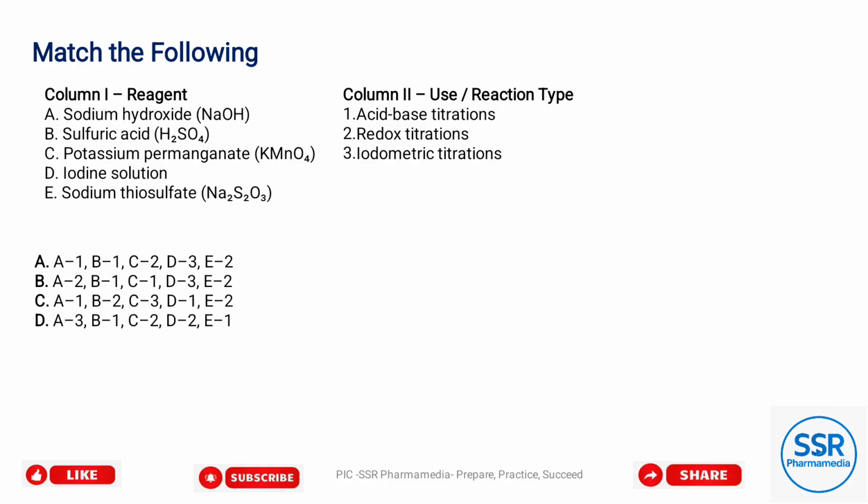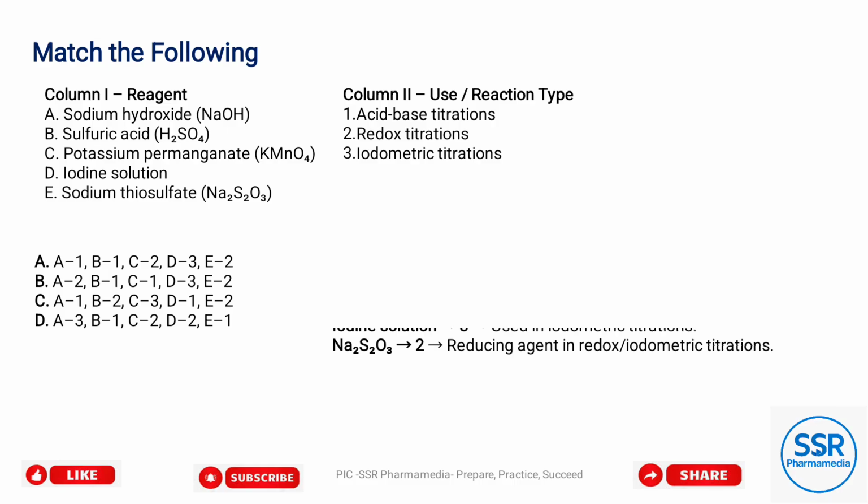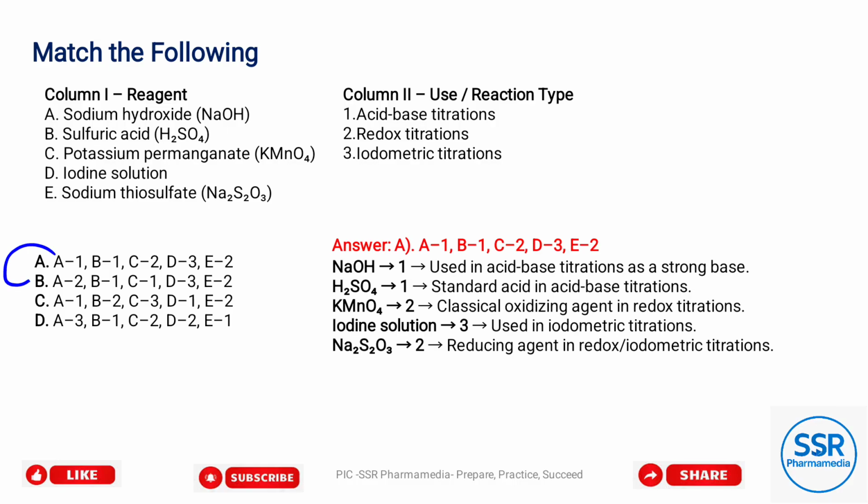Next, match the following. The correct answer is option A. Sodium hydroxide is option 1, sulfuric acid is 1, and potassium permanganate is 2, redox titration. Iodine solution is iodometric titration, and sodium thiosulfate is redox titration. So the answer is option A.